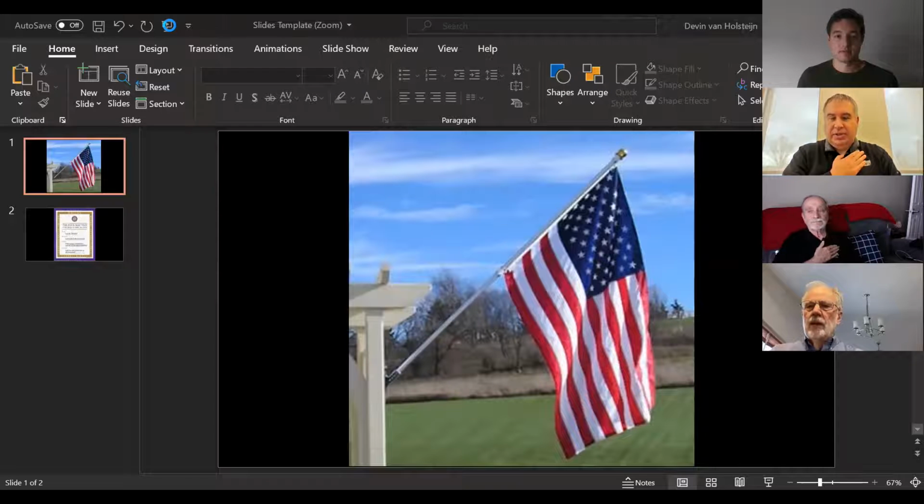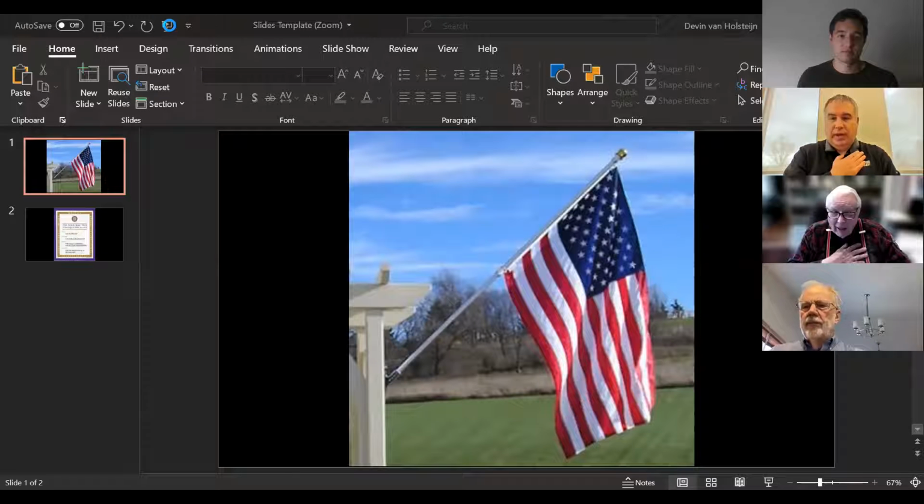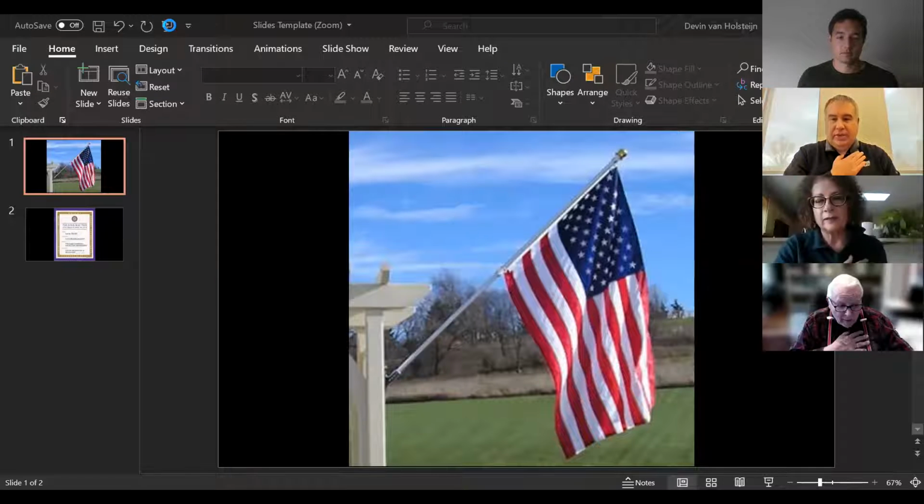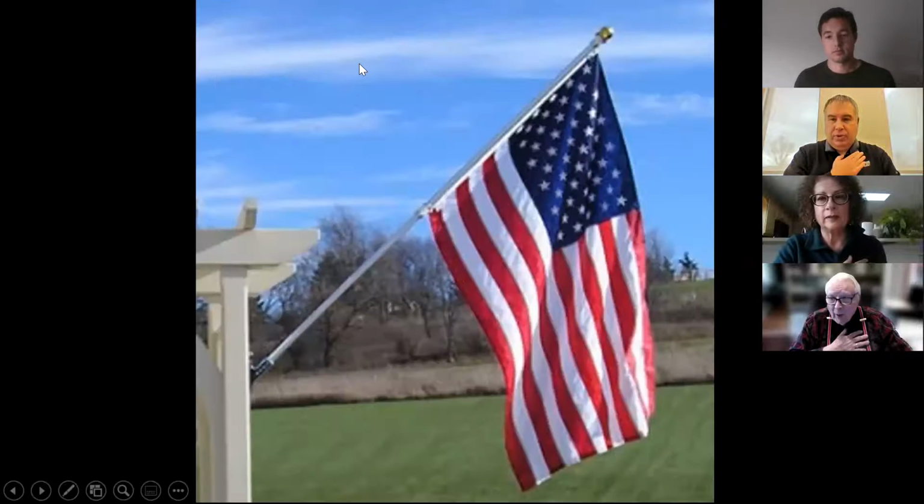I pledge allegiance to the United States of America and to the republic for which it stands, one nation under God, indivisible, with liberty and justice for all.